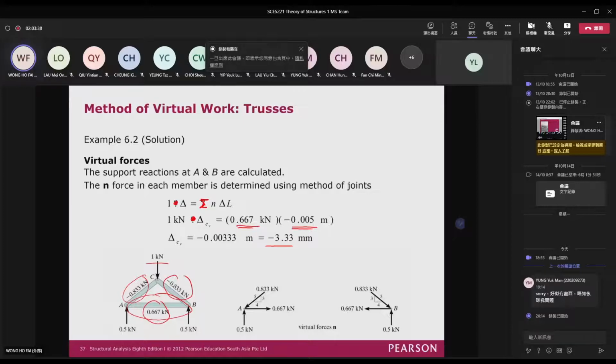It's the change in the vertical deformation. So that means if the bottom member is 5 mm shorter, then the vertical deformation is equal to 3.33 mm. And as the load is pointing downward, negative means that the deformation will be upward, in the negative direction of your assumed direction. Do you agree?